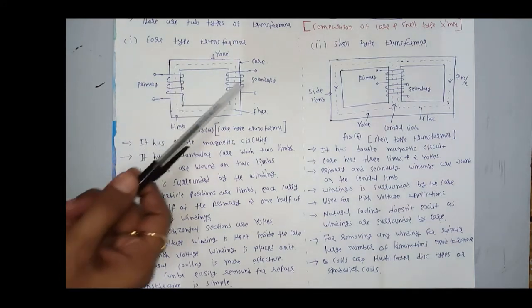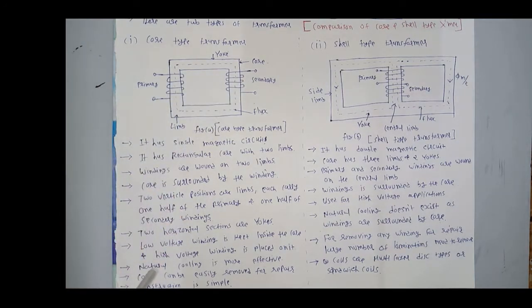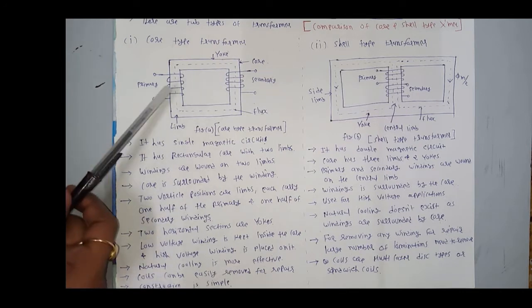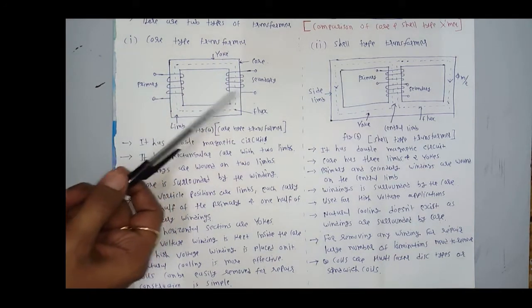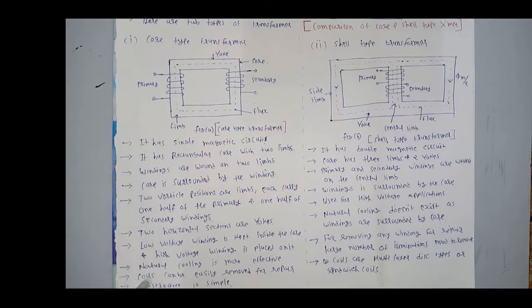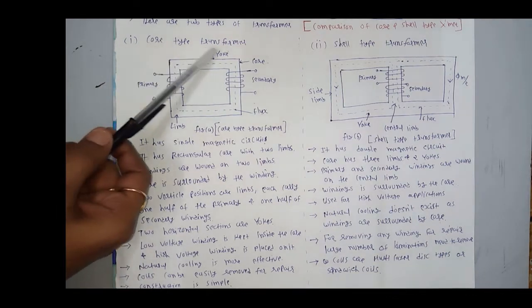Here we can see in the figure. Okay, natural cooling is more effective and we can easily remove this winding from the core. And last one is construction is simple. So these all are about core type transformer.